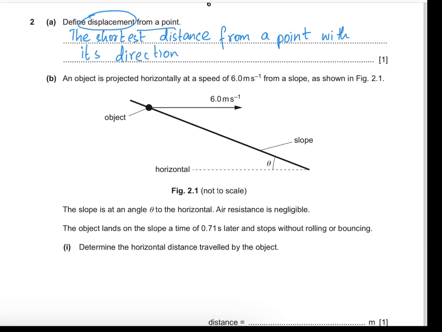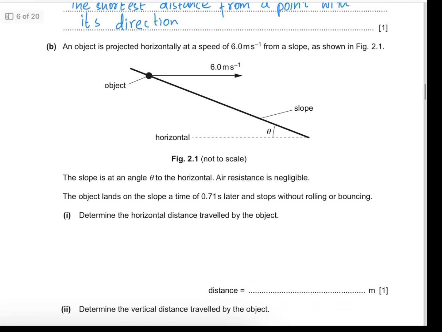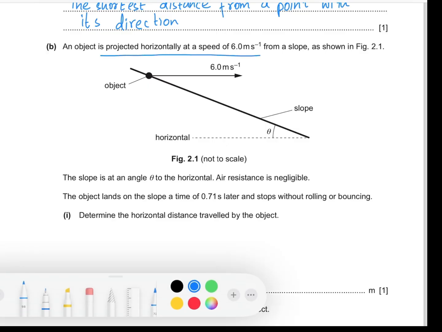B, an object is projected horizontally at a speed of 6 meters per second. When an object is projected horizontally and you are not given any information about its vertical speed, it's safe to assume that the vertical speed here will be 0. From a slope as shown in figure 2.1. Whenever you see a question where you're given information about horizontal and vertical speed, you will need to start recalling all of the information you learn about projectile motion or motion in 2 directions.